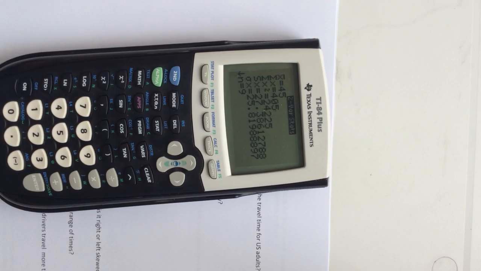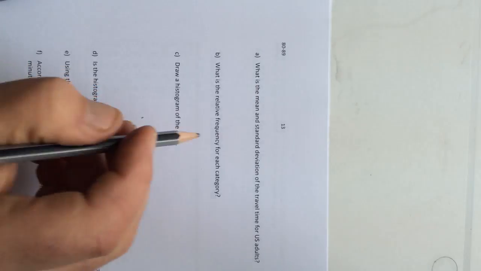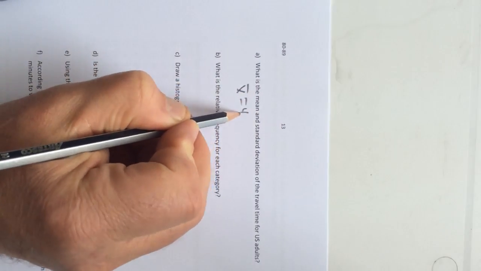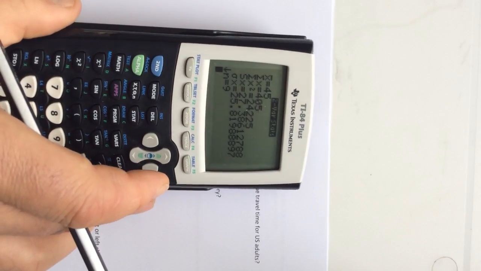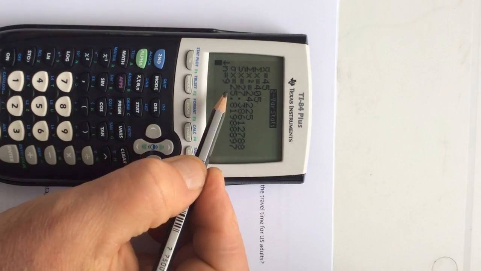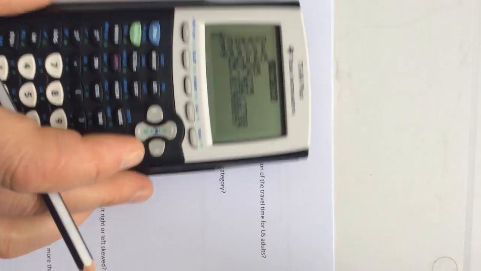Looks like the average was 45. And the standard deviation is 27, so it gives you all that stuff. So what's the mean and standard deviation? So the mean was 45. The standard deviation of a sample is 25.82.